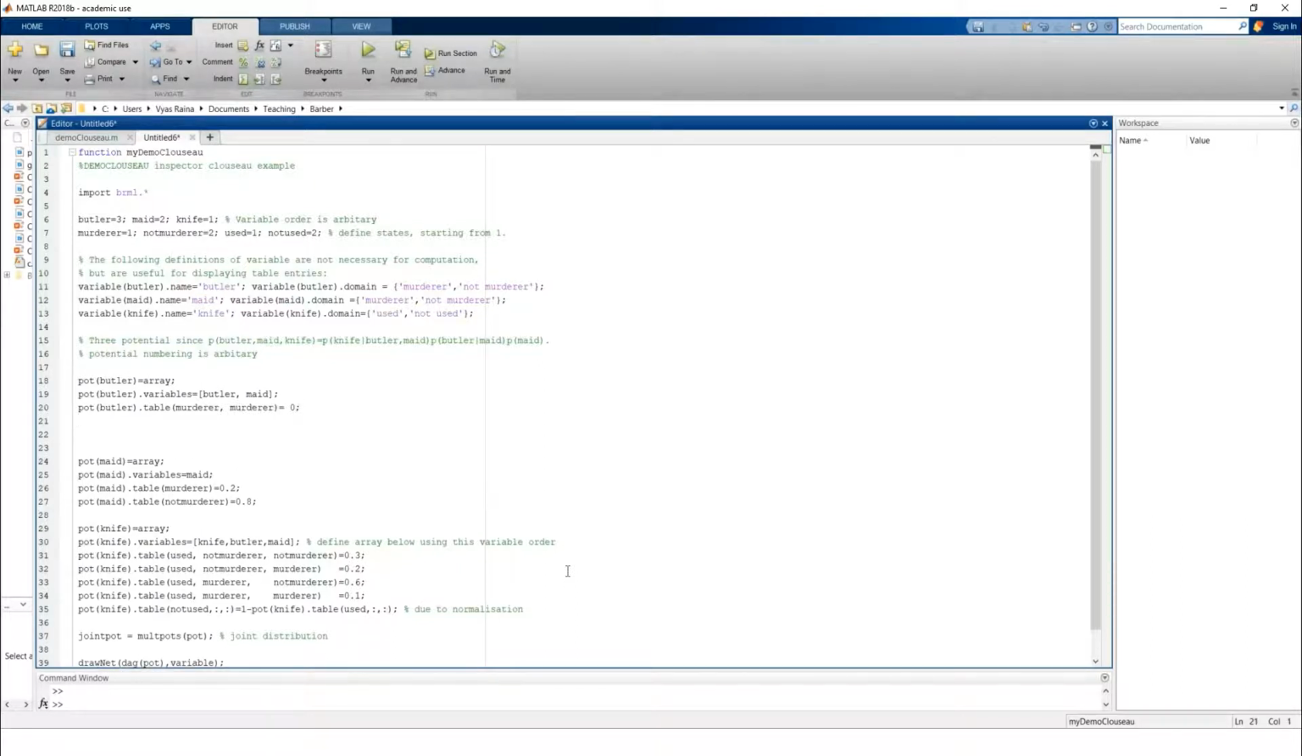Now let's consider the case that the butler is not the murderer, but the maid is the murderer. Probability of butler dot table, not murderer. Let's consider that first. Murderer, and the maid is the murderer.